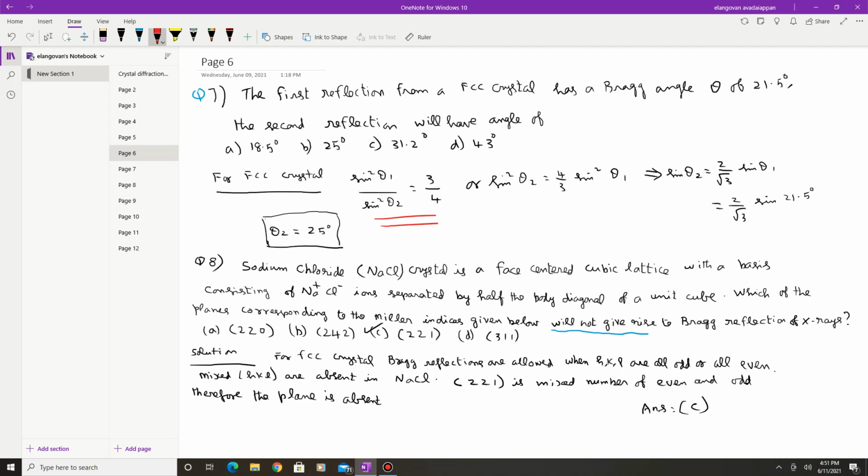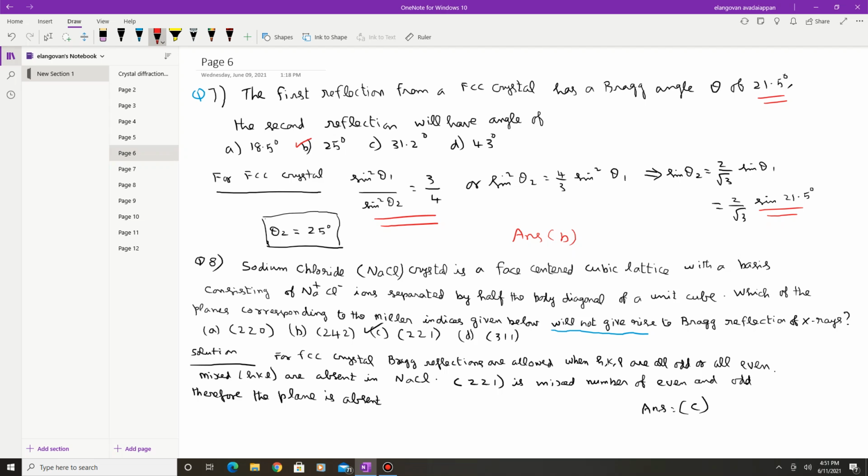For FCC it is 0.75, which you can remember very easily: 3/4. So from this, sin² θ2 is equal to 4/3 sin² θ1. Sin θ2 is equal to 2/√3 sin θ1. Your θ1 is given as 21.5 degrees. So you substitute this value, and if you simplify, θ2 is found to be 25 degrees. So this is your correct answer, option B. So the answer is option B.